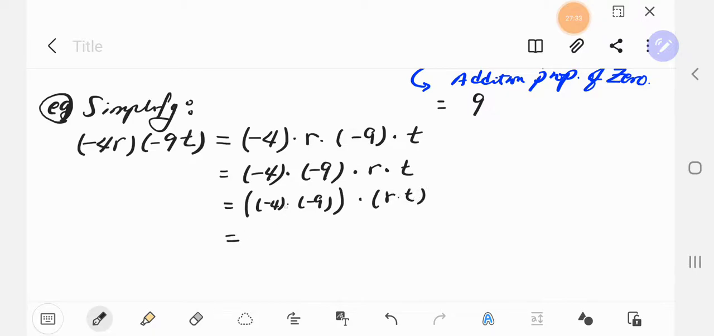So negative 4 times negative 9 is positive 36. And then r times t, we can put together as rt. rt means r times t, right? Instead of writing r times t, you can just put rt. So the result is negative 36rt.